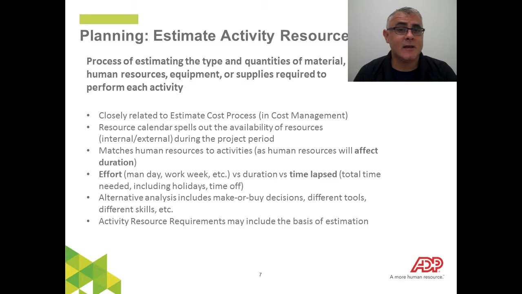Your key outputs here are going to be your resource requirement documentation, as well as what is called an RBS, resource breakdown structure. Similarly to your work breakdown structure that gave you a graphical depiction of the work packages and cataloged them in the proper order, the same thing is going to happen with your resource breakdown structure. They're essentially going to look the same.